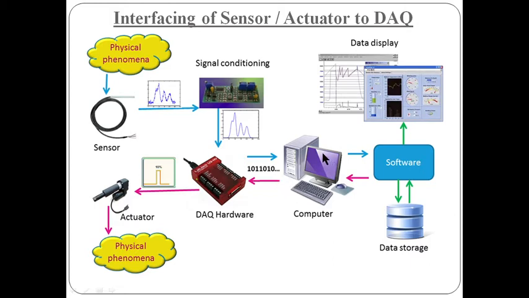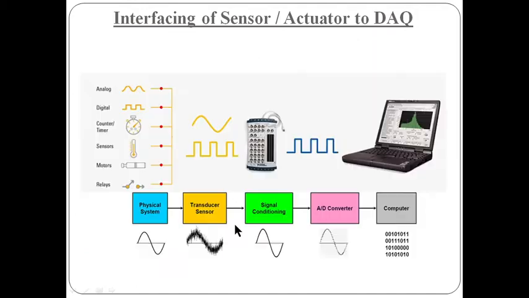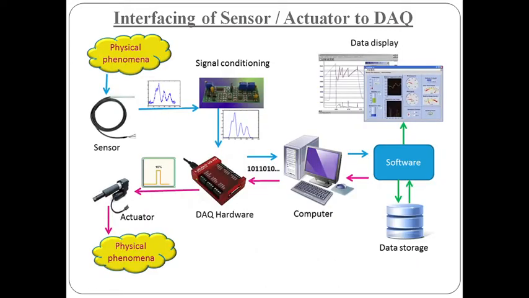Then the software reads it and converts it into a digital signal, and then by using this digital signal we can control the hardware here. These physical signals are analog or digital. They can be a motor, they can be a relay. So this physical system, with the help of a transducer, we convert into a signal, then we condition this signal, and after converting this analog signal into a digital signal, we send it to the computer. Then the computer changes it to binary language, and by sending these binary signals to the DAQ hardware, we can control the actuator or output here.